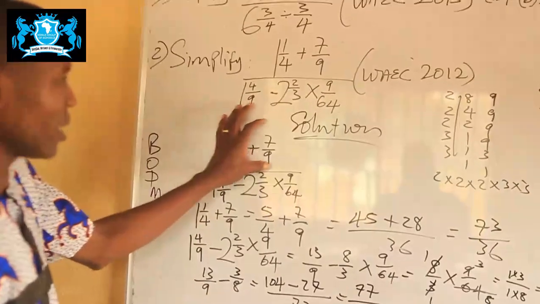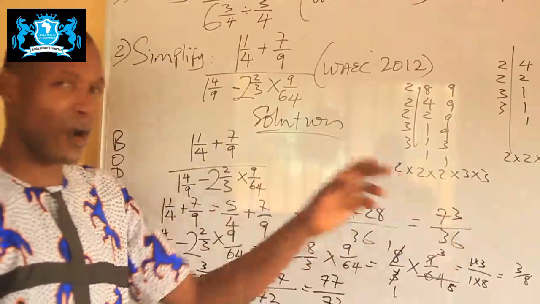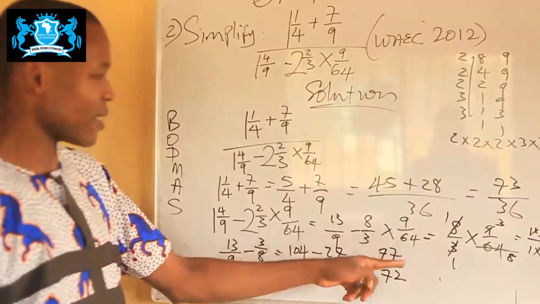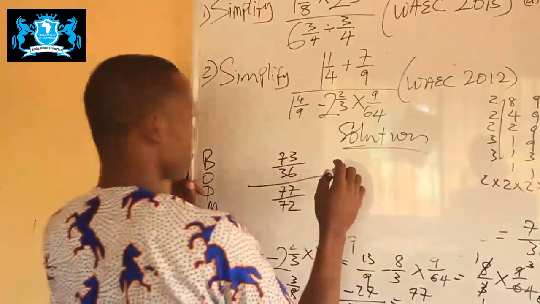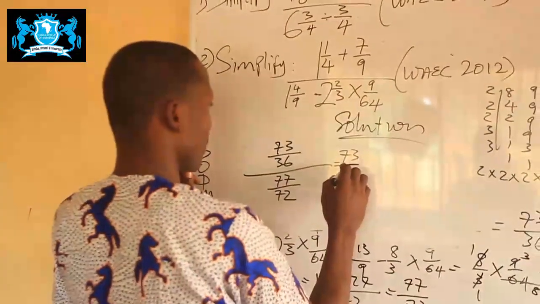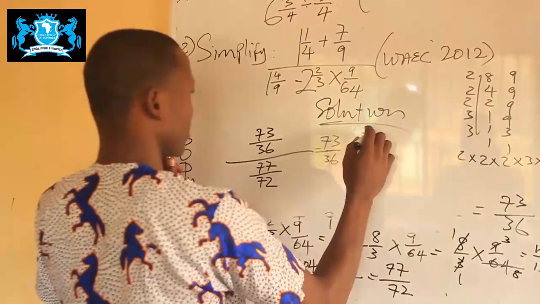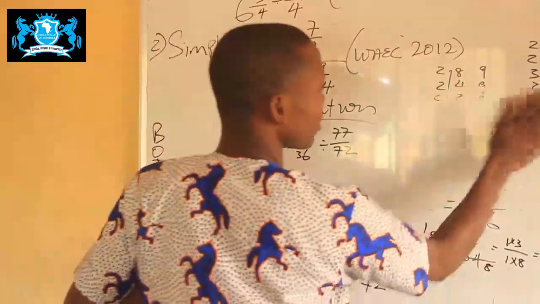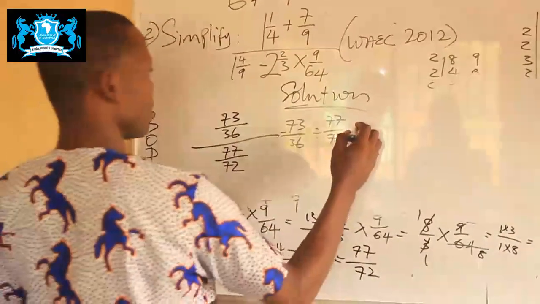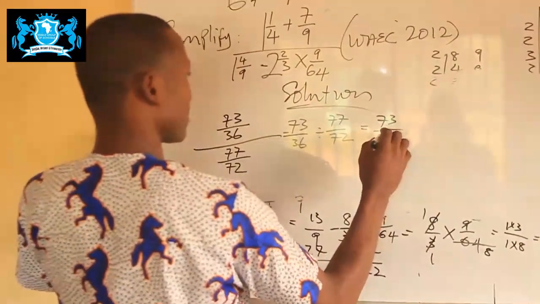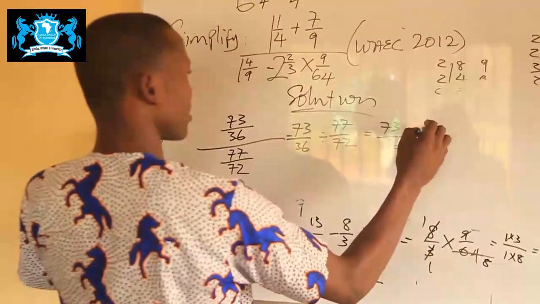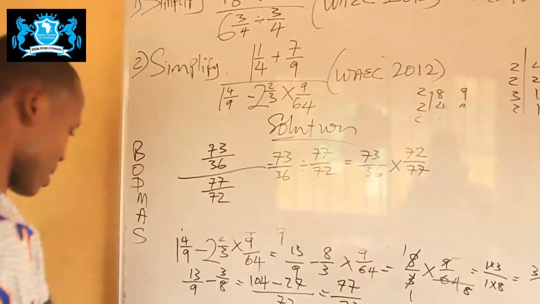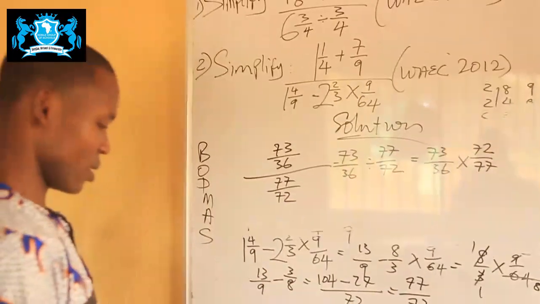Now, after we solve the upper part, we got 73 over 36. I hope you are following. After we solve the lower part, we got 77 over 72. Which is the same thing as 73 over 36 divided by 77 over 72. This should lead us into saying 73 over 36 multiplied by 72 over 77. By now you should know the reason for this. If you don't know, kindly consult the other videos we have done.